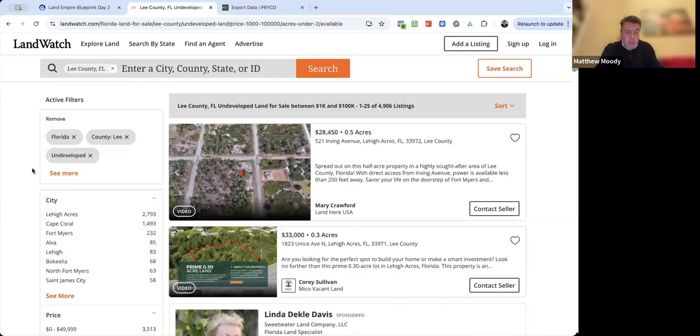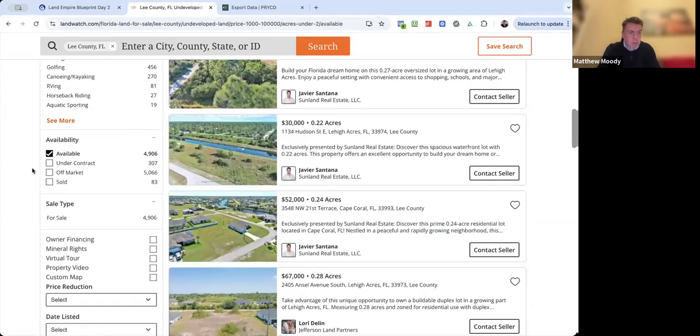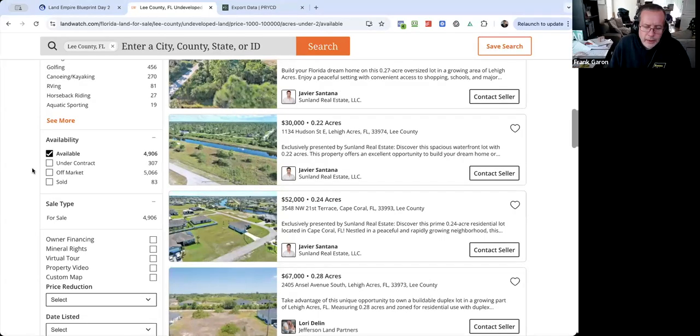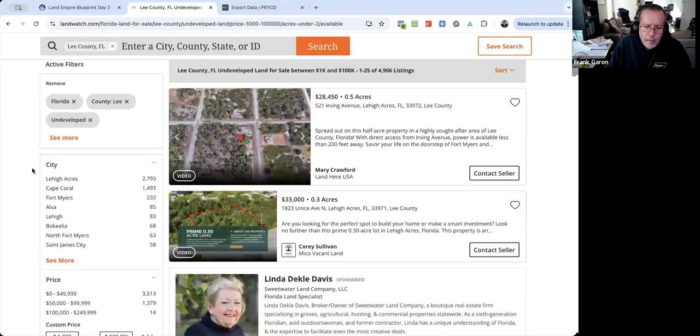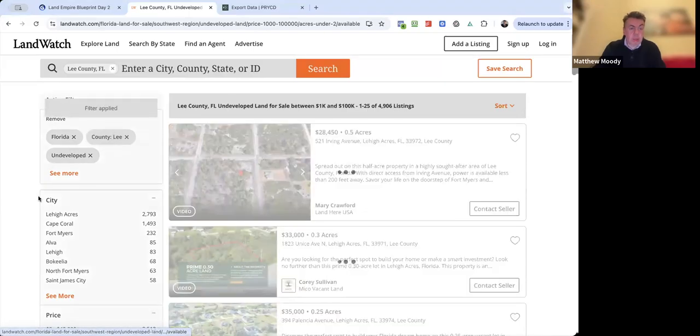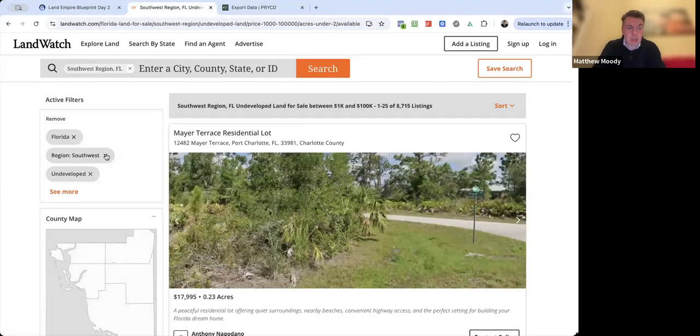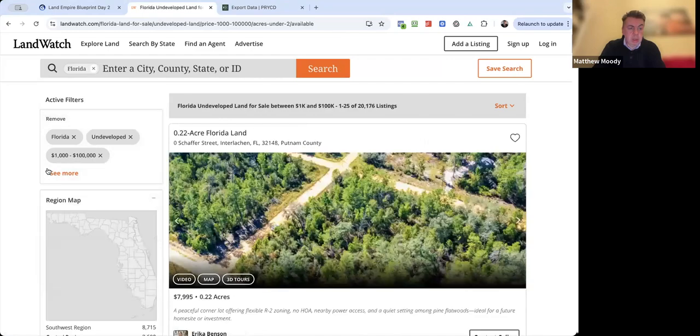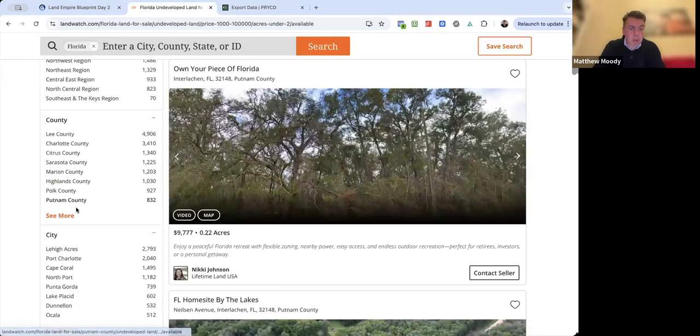I've got 4,906. And then in terms of what's been sold under contract, that is a total of 390. So it's a 7.9% sell-through rate, which is quite low. But again, these are just indications to help you decide where to market. It's not to say this isn't an area you can market to. It's just saying it might be a little bit more problematic.